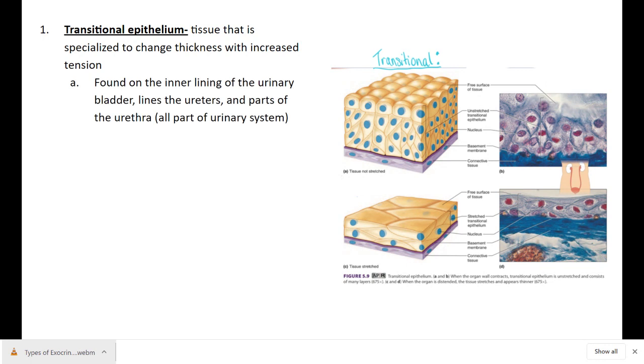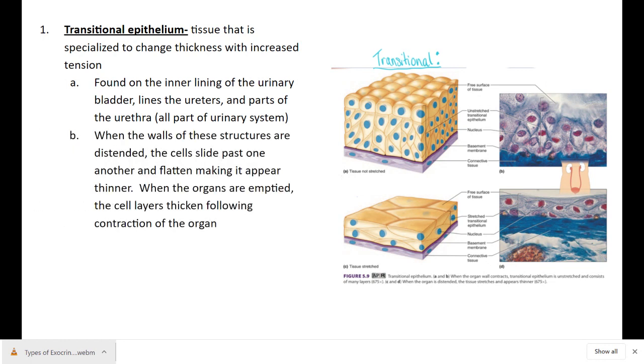So we'll find these in our urinary bladder. That's the part that holds the urine before you have to go to the bathroom. So when the bladder fills up, think of a water balloon filling up. The walls get thinner and thinner and thinner on that water balloon. Well, the same thing happens to our bladder. But then when that water balloon empties, the walls, or that latex on that balloon, gets thicker. That's the same thing that happens with our bladder.